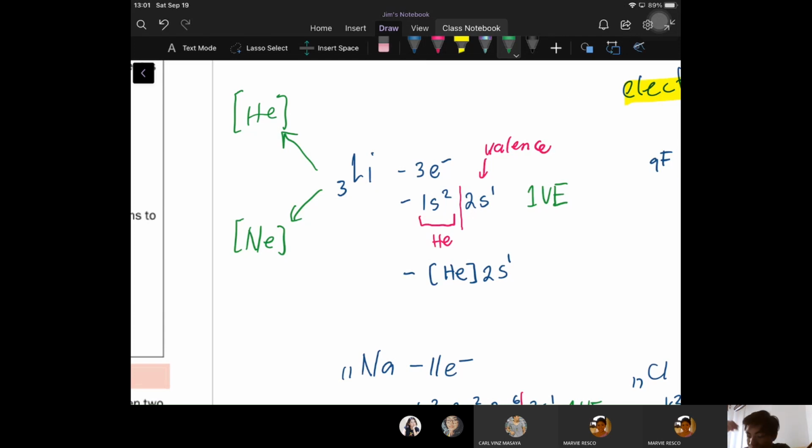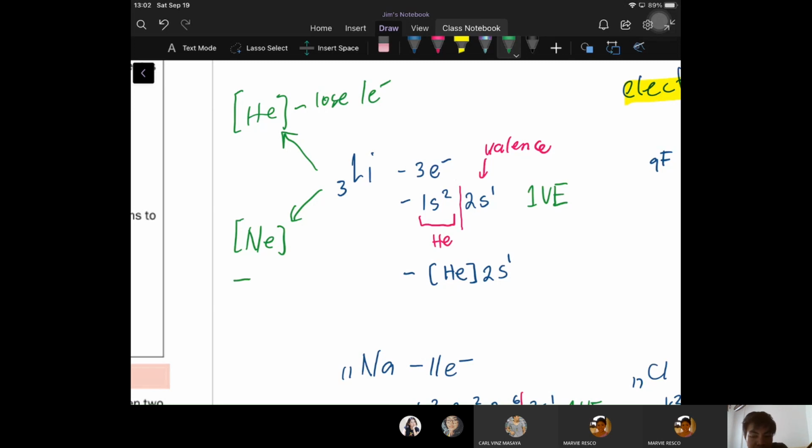So isip tayo. So look at this. Ilang electrons meron siya? 3. So para maging helium configuration yan, ano kailangan niya gawin? Tanggalin niya yung isang electron. So pag tinanggal niya yung valence electron niya, mabubura na yan. Pag tinanggal niya yan, ano yung matitira? Helium. Stable na siya. Okay? So yun yung first option niya. Pwede siya maging helium by losing 1 electron. So magtatanggal lang siya ng isang electron, helium na siya.